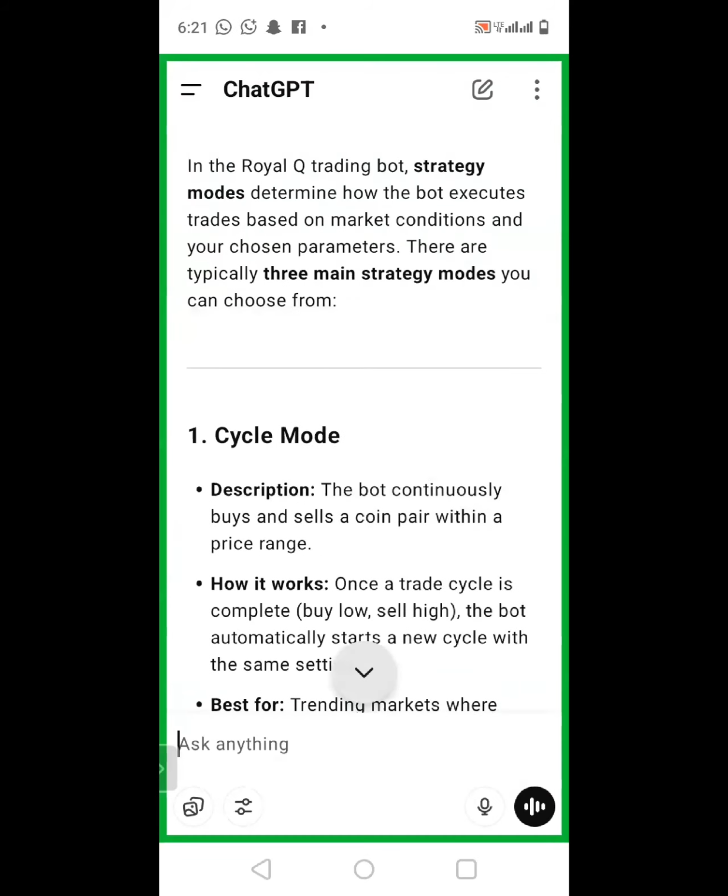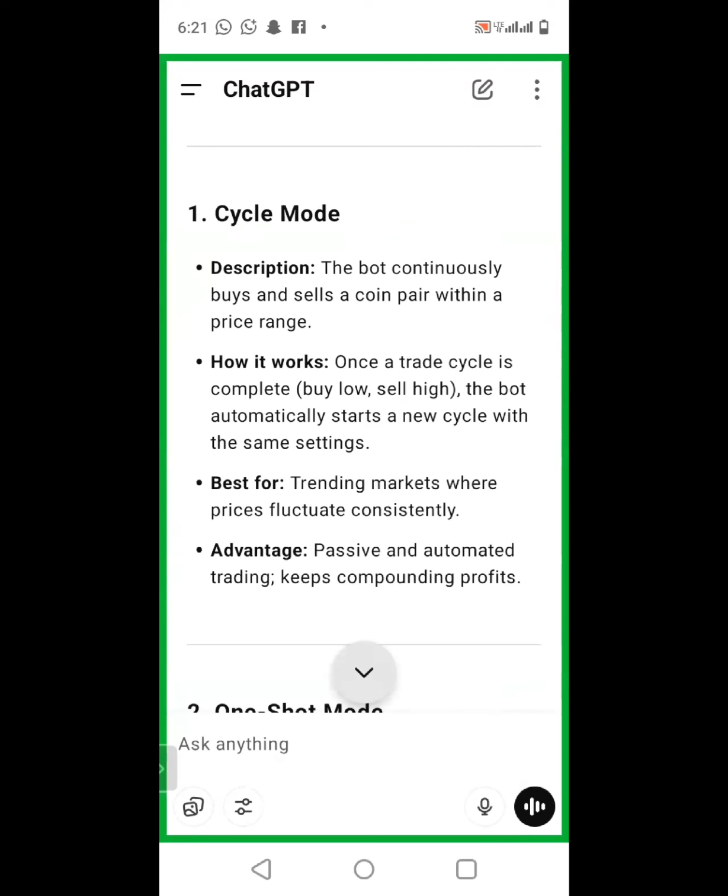Now, one on the list here is the cycle mode. So when you enter a trade or you pick a signal, you will see where they put cycle mode and it has a meaning. It has been programmed in the robot. The description is that the bot continually buys and sells a coin pair within a price range. So that is the function of cycle.